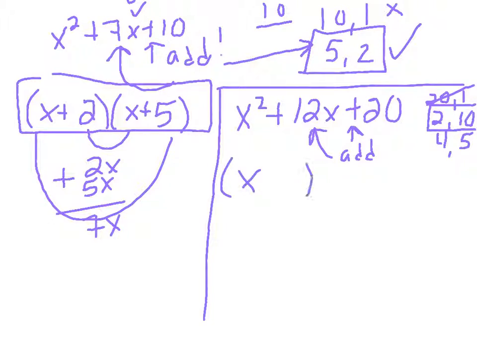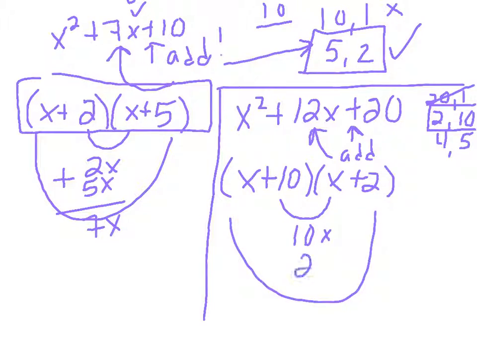Again, set up your parentheses with x's. We know we have a 2, we know we have a 10, and we need it to be a 12x, so we're going to add these guys, and that is your factored form. Quick little CYA, check your innies and outies. 2x, that gives us our 12x, beautiful.